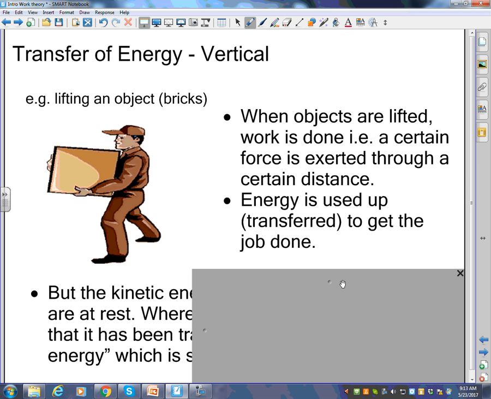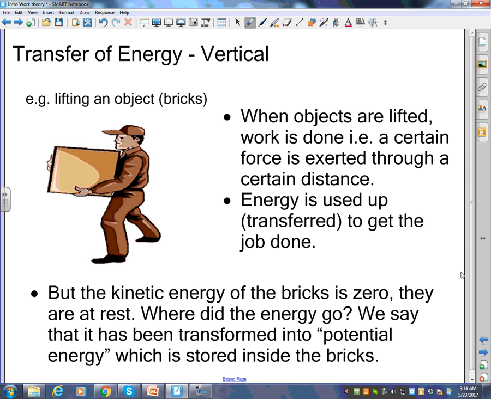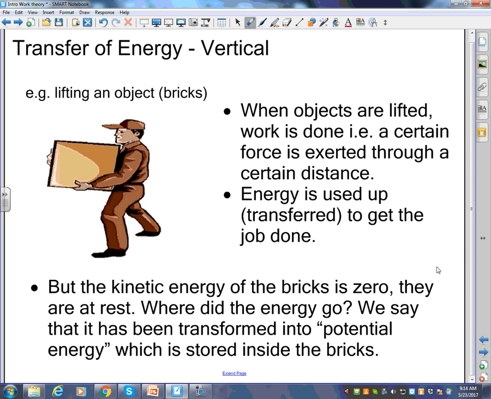And then that energy is stored as what kind of energy? What's it called? Starts with a P. Potential energy. But the kinetic energy of the bricks is zero. They are at rest. Where did the energy go? We say that it has transformed into what is known as potential energy, which is stored, air quotes, inside the bricks.